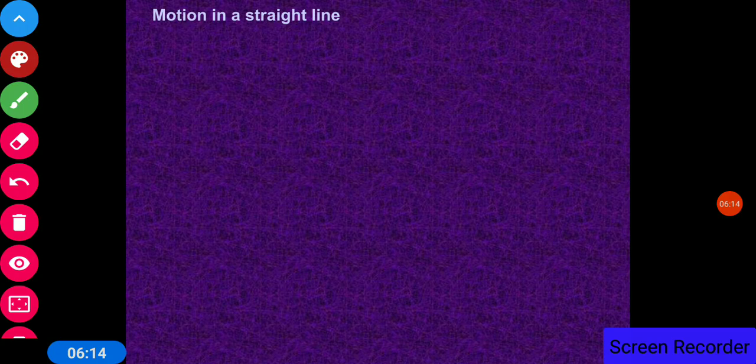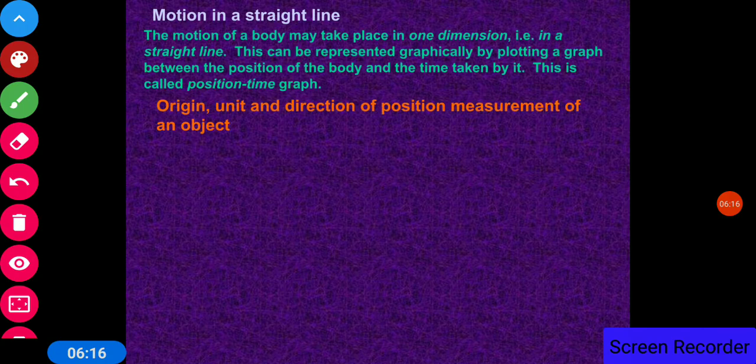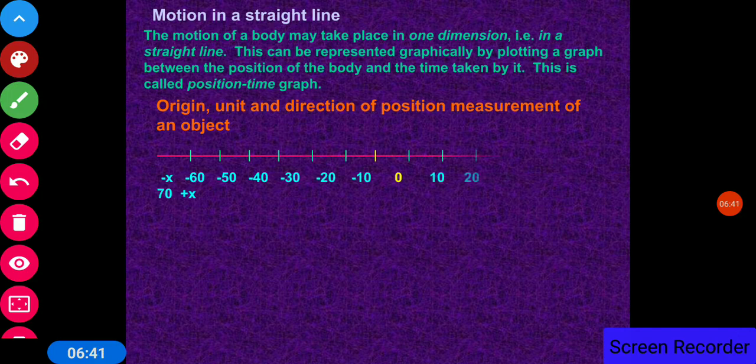Motion in a straight line. The motion of a body takes place in one dimension, that is, in a straight line. This can be represented graphically by plotting a graph between the position of the body and the time taken by it. This is called a position-time graph. Origin, unit and direction of a position measurement of an object. So let us study this.